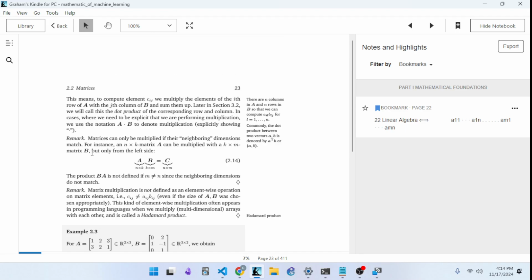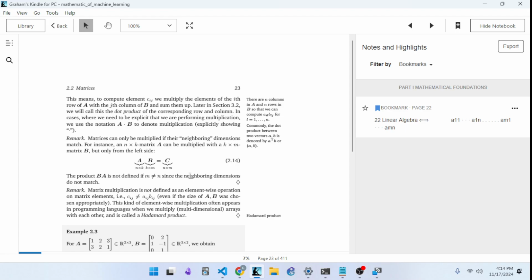Alright, so let's read down to the example, and then I need a break. Remark: matrices can only be multiplied if their neighboring dimensions match. For instance, an n times k matrix A can be multiplied with a k times n matrix B, but only from the left side. The dot product BA is not defined if m does not equal n, since the neighboring dimensions do not match.